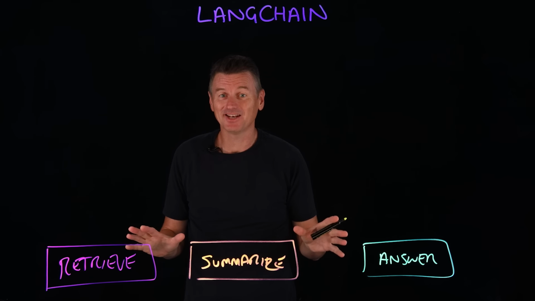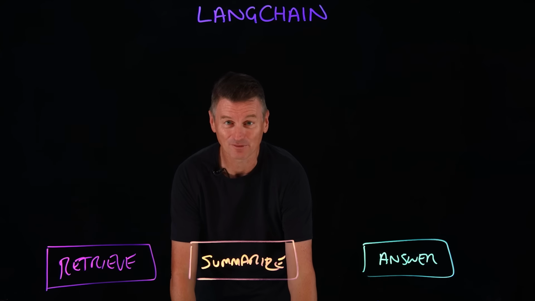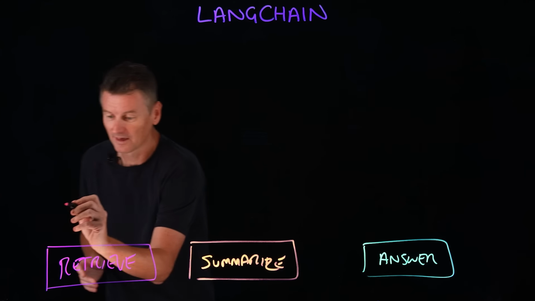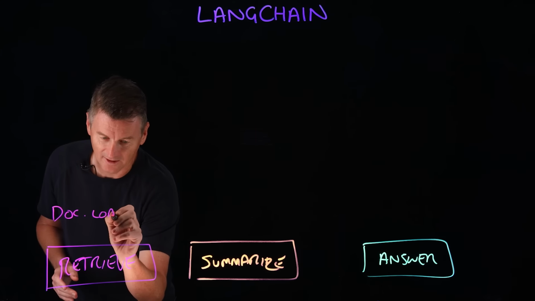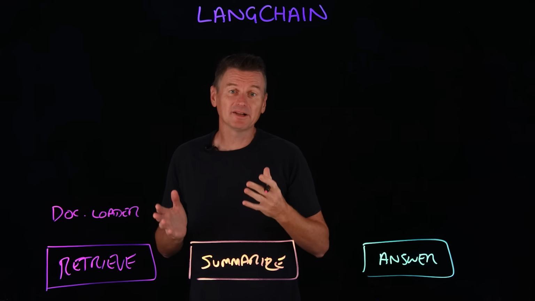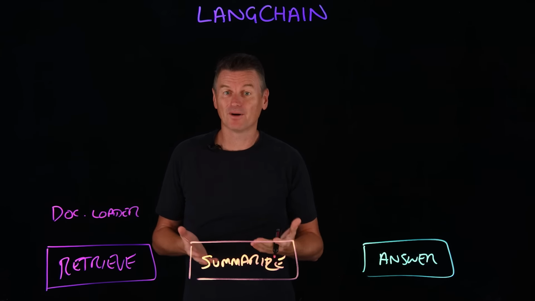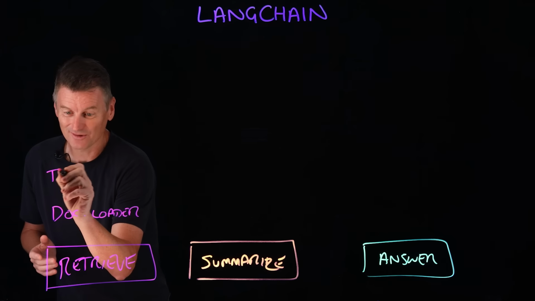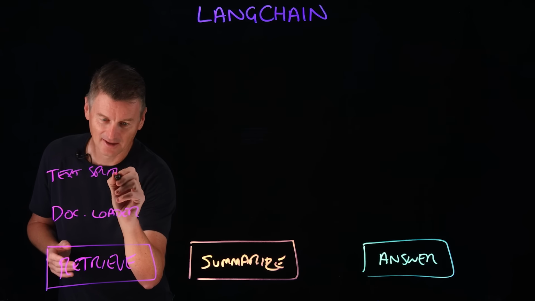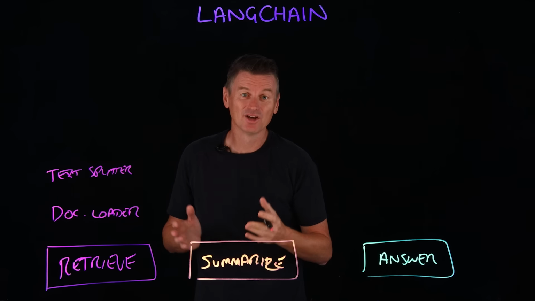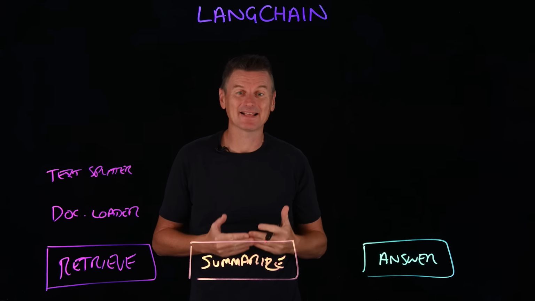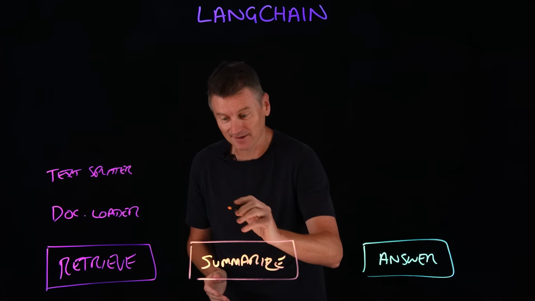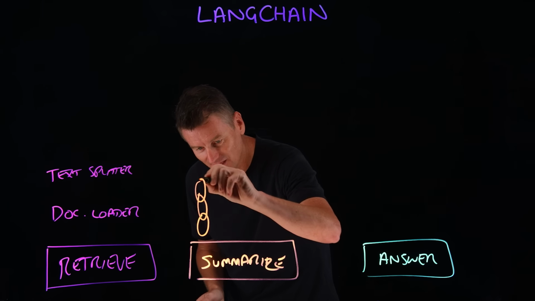Now we can use LangChain to help us do this. So let's start with the retrieve component. Now the retrieve component might consist of a LangChain component called a document loader. Now, a document loader is used to fetch and load content from various data sources. And if some of those documents are large, we might choose to use a text splitter, which is another LangChain component, to split text up into smaller, semantically meaningful chunks. Okay, that's retrieve.